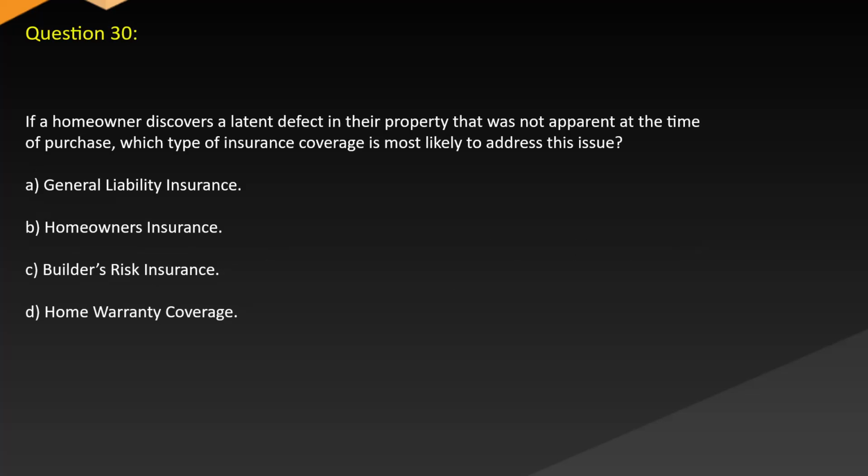Question 30. If a homeowner discovers a latent defect in their property that was not apparent at the time of purchase, which type of insurance coverage is most likely to address this issue? A. General liability insurance. B. Homeowners insurance. C. Builder's risk insurance. D. Home warranty coverage.